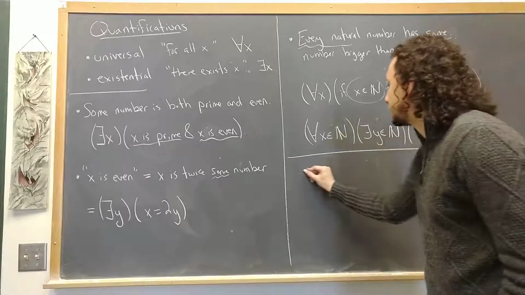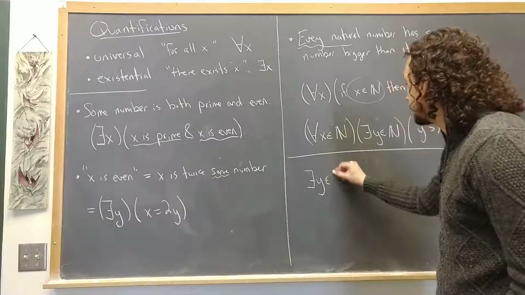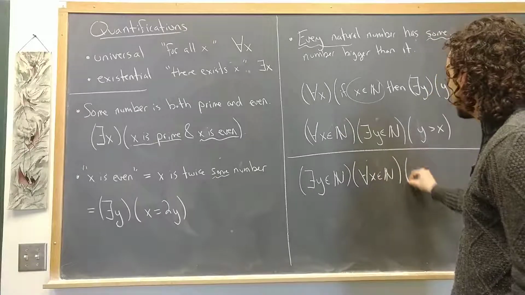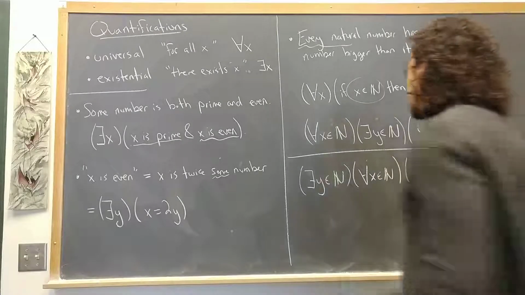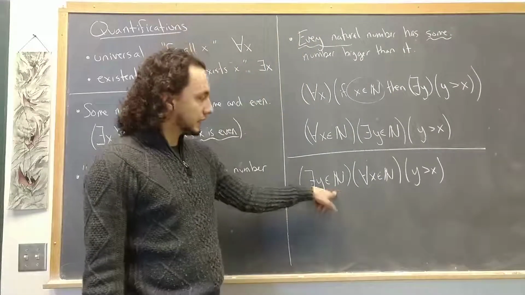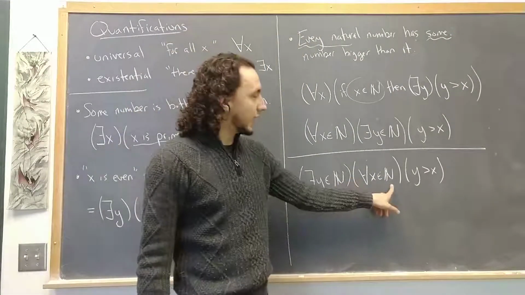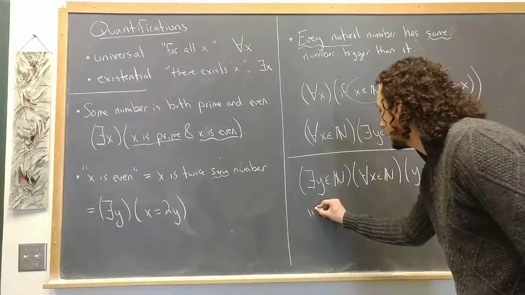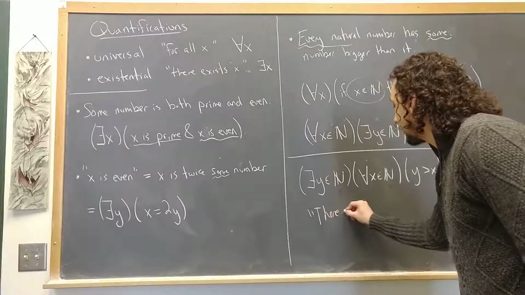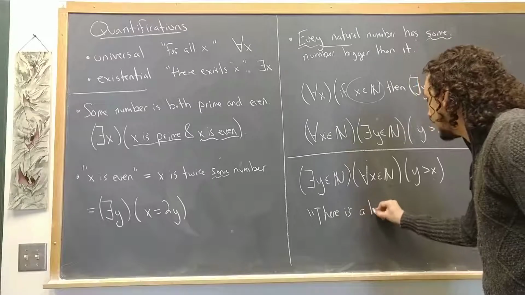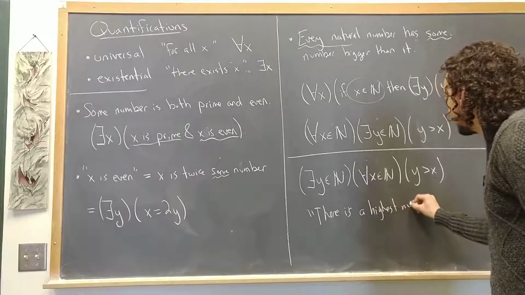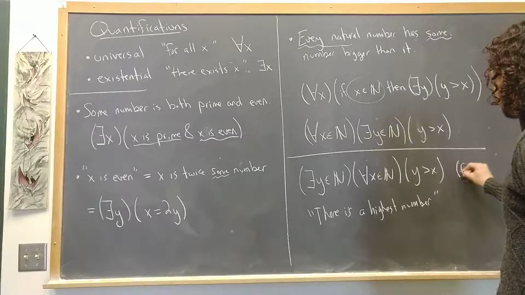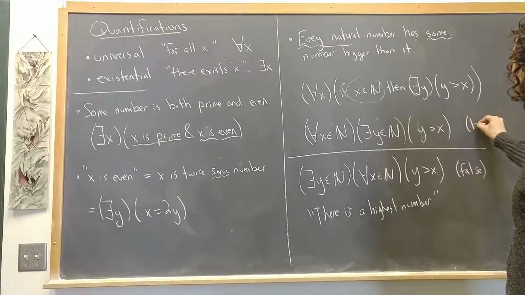And what's interesting to note is that if I reverse the order, so if I write the same statement except I put the existential quantifier out front, what is this saying? This is saying there is some natural number y, such that for every natural number x, x is below it. And this is false. This is saying there is a highest number, because it's saying everything else is below it. And this is, of course, false. Whereas this one was true.